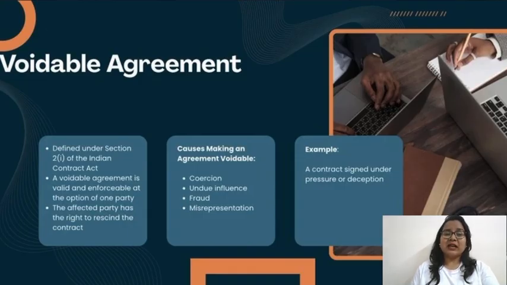Now, what makes an agreement voidable? The factors are: first, use of force or threats to compel agreement; second, exploiting a position of power to manipulate someone's decision; third, intentional deception to gain unfair advantage; and fourth, false statements made innocently but still leading to misunderstanding. Let's now look into an example scenario. Imagine someone signs a contract under pressure or deception and then says they were misled about the terms or threatened into signing. That contract is voidable at their discretion.